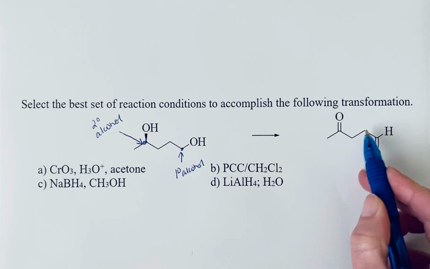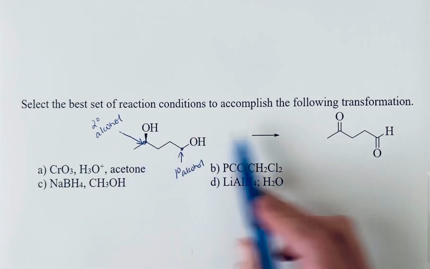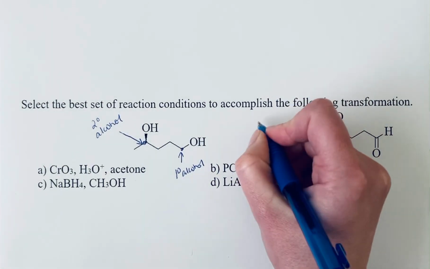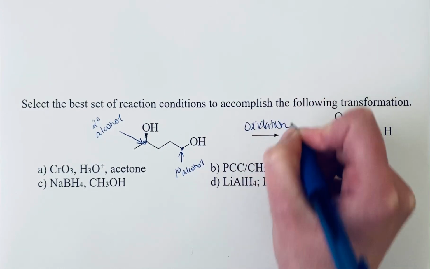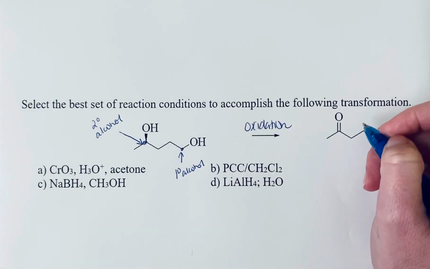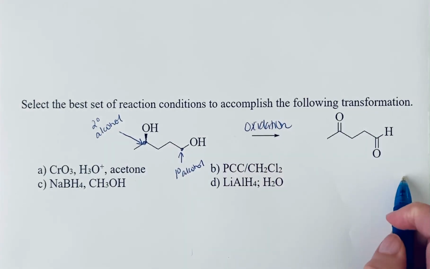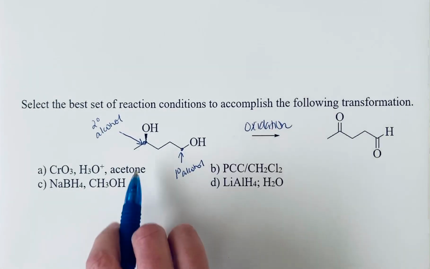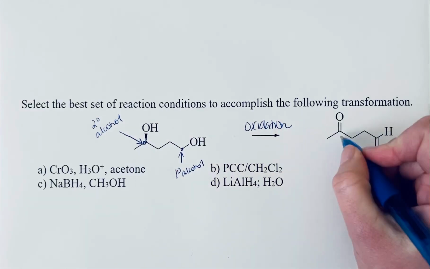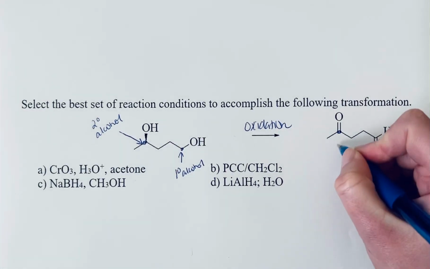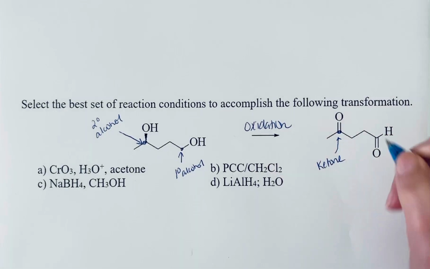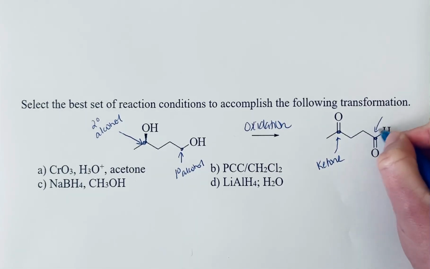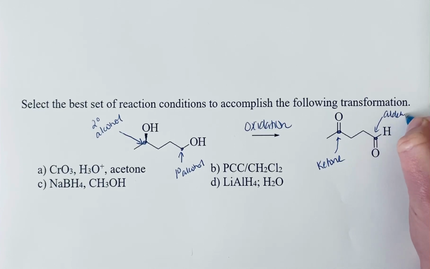If we look at our product, we're increasing the number of bonds to oxygen, so these are both oxidations. We are doing an oxidation reaction here, and we want to see what our alcohols become once they're oxidized. Our secondary alcohol, this carbon atom right here, has become a ketone, and our primary alcohol has become an aldehyde.